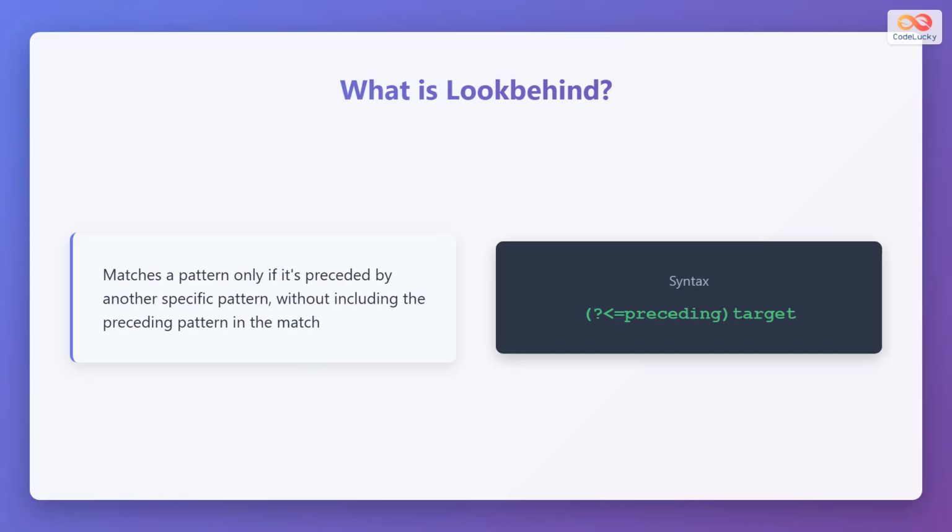So, what exactly is look-behind in the context of regular expressions? Look-behind allows you to match a pattern only if it is preceded by another specific pattern. The crucial point here is that the preceding pattern is not included in the final match. Think of it as a condition that must be true before the actual match can occur.